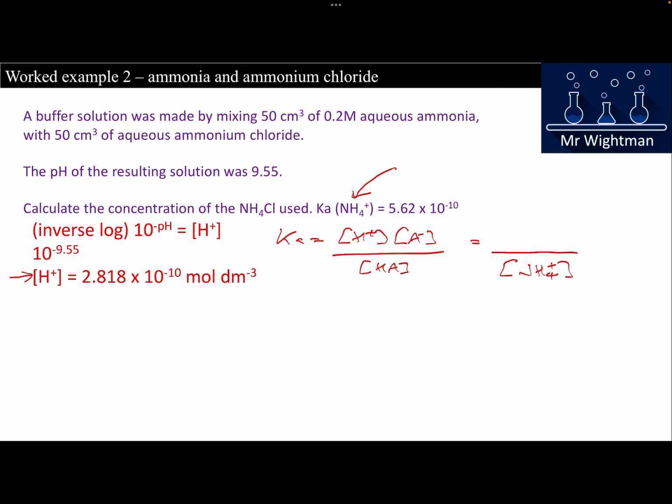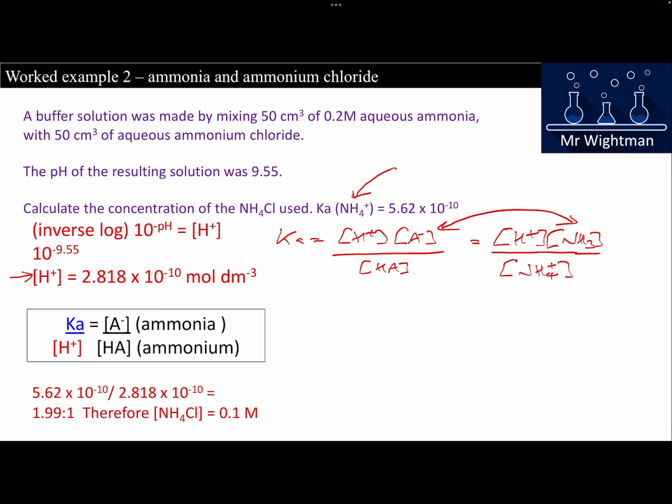So Ka is equal to H plus times A minus, but in this case we're going to say that the equivalent of A minus, our base, is going to be ammonia, because ammonia is a base. So I'm going to write NH3 there. So you can view it in that context. So the A minus is effectively that, as what we're used to. So ammonia is our base. So Ka is H plus times ammonia over ammonium.